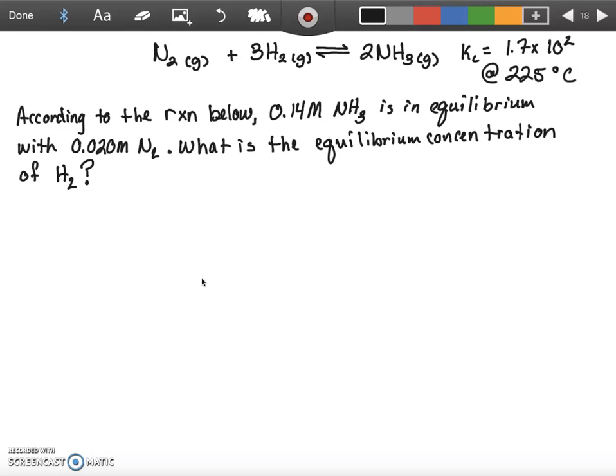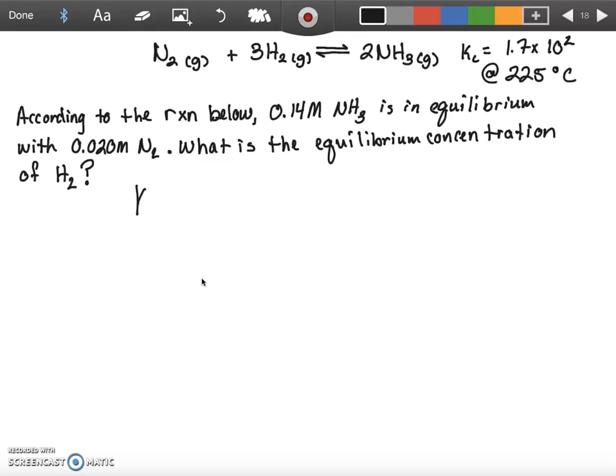First and foremost, is everything either a gas or in the aqueous phase? It sure is. Everything is already a gas. So that's one check there. Are the concentrations that they give us already at equilibrium? And yes, they are. If you read the question, it says, according to the reaction below, the 0.14 molar of NH3 is in equilibrium with the 0.02 molar N2. So we met that requirement there. Okay?